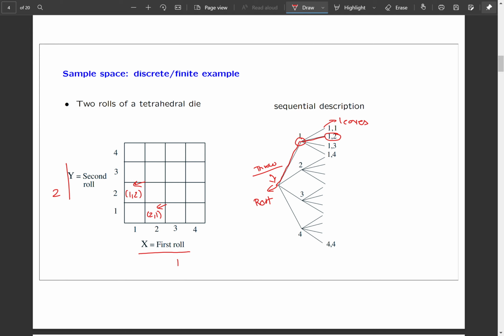So this is the result when we do the first roll and second roll, and we get 1 and 2 as a result of our rolls. We also see that the different outcome 2, 1 has a different location in this tree, which is this. We get a 2 in the first roll, and we get a 1 in the second roll. So this is 2, 1, and it has a different location in the tree.